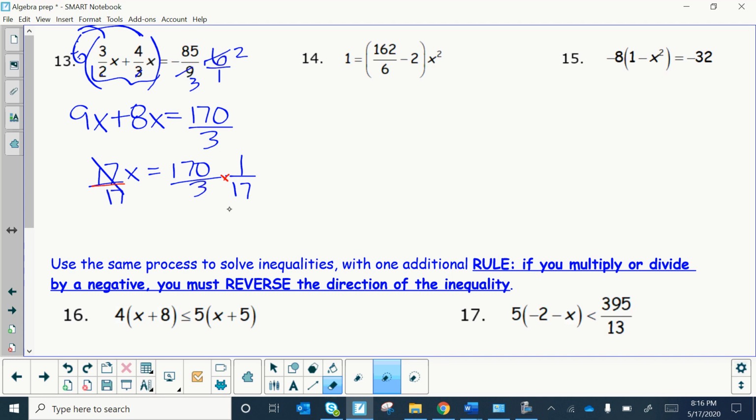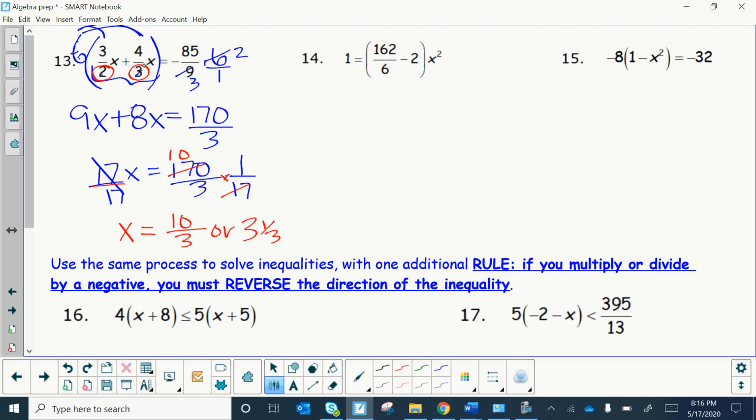But if you divide by 17 or multiply by 1 over 17, that's the exact same thing. All right, so I see that 17 does go into 170 10 times, so I'm going to reduce that. So x equals simply 10 over 3, or 3 and a third. So when you see those fractions, sometimes you want to see what can I do to get rid of those fractions, and think of a factor or multiple that belongs to 2 and 3.